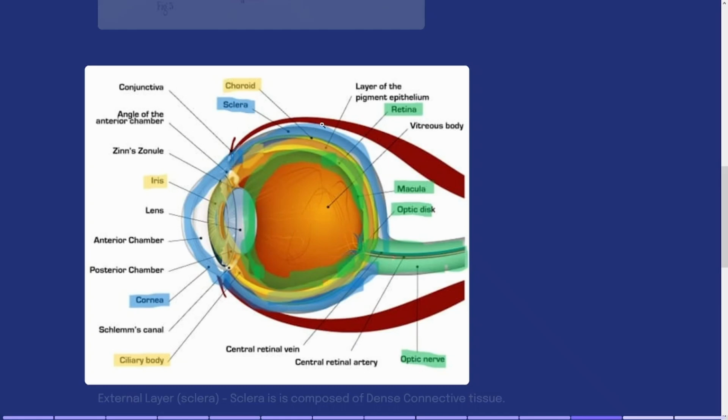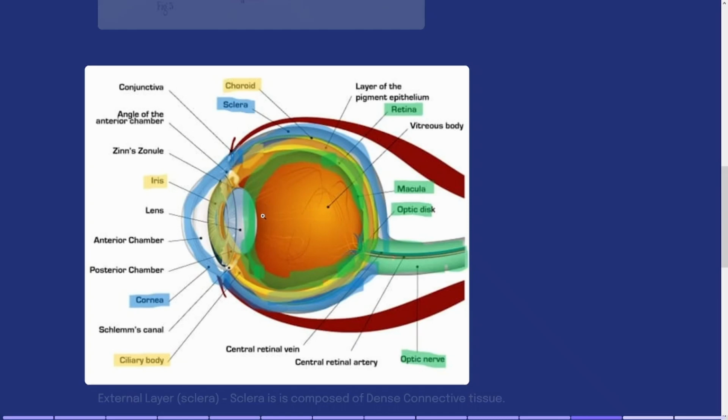Now the middle layer has three main parts. First is the iris. As you can see, the iris is the anterior, opaque, pigmented and visibly colored portion of the eye. The iris regulates the diameter of the pupil through muscle fibers. Next, there are the ciliary bodies, which are present over here. The ciliary body holds the lens in place through ligaments. They don't use muscles, they use ligaments.